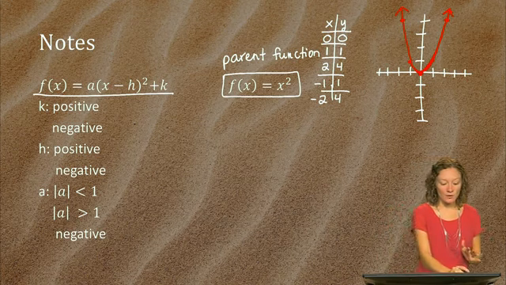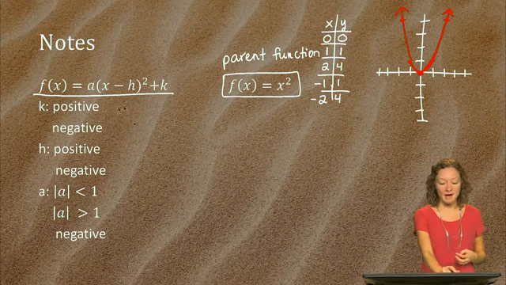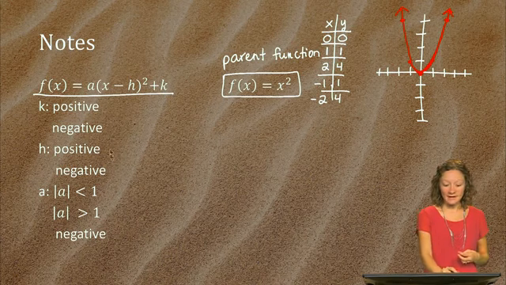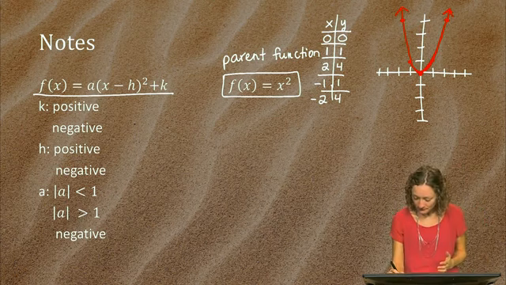Now we're going to look at, okay, what if we make some changes? What if we have a number at the end that's positive? What if we have a number at the end that's negative? What if we have a number in this parentheses, positive or negative? And then what if we make a change to this a value? We're going to look at each one individually.